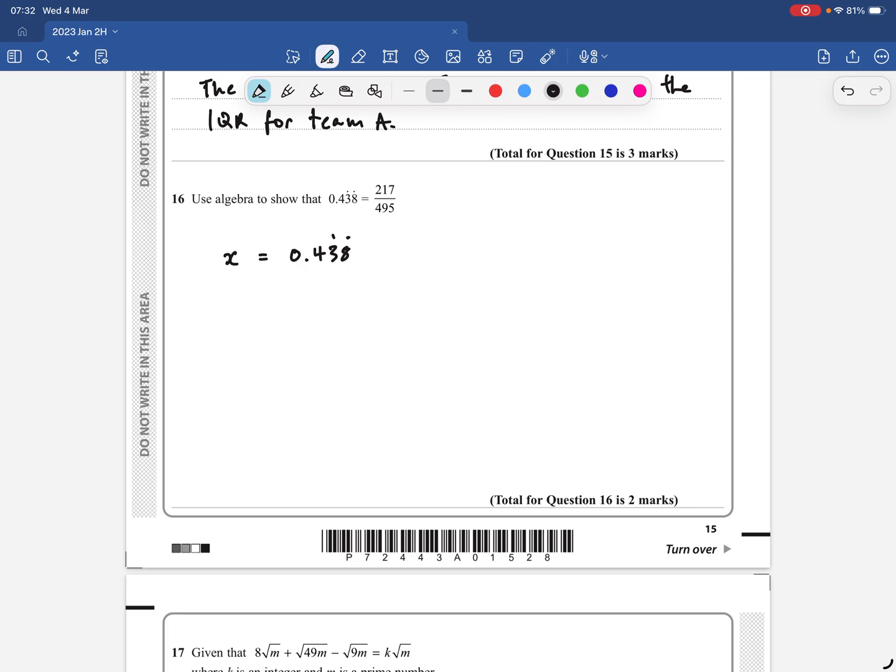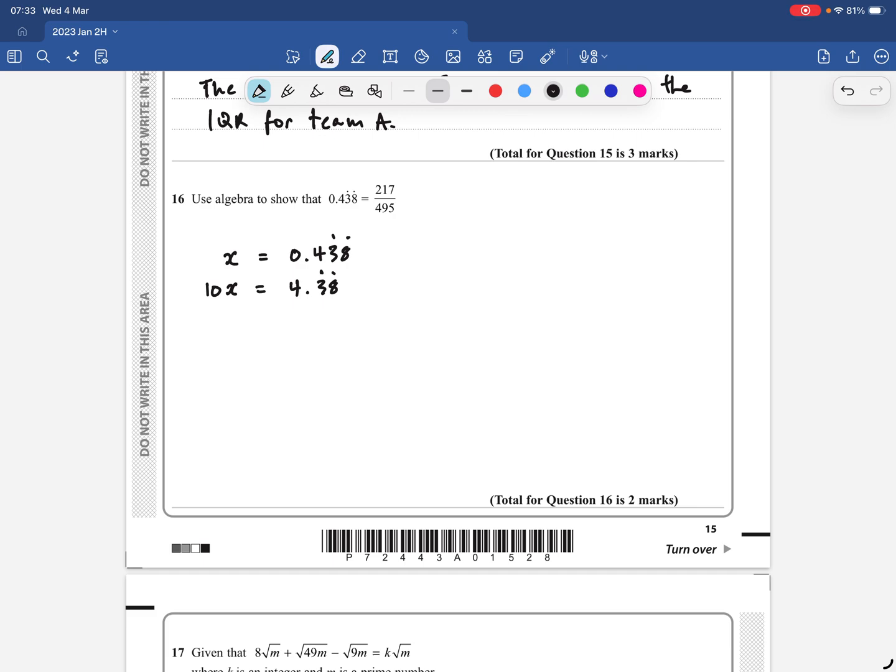And that means on the right of the decimal point, I want only recurring decimals. So one way to get that is to say that 10x is equal to 4.38 recurring. So I've only got the recurring bits. And then I need another multiple of x that only gives me recurring bits on the right. 100x isn't good enough because then I'll get 8, 3, 8, 3, 8, 3, etc. rather than 3, 8, 3, 8, 3, 8.